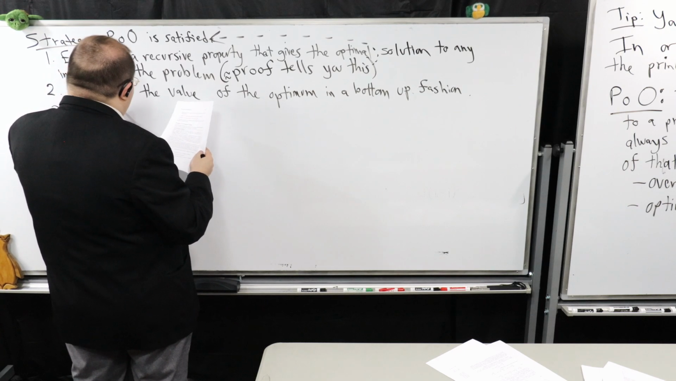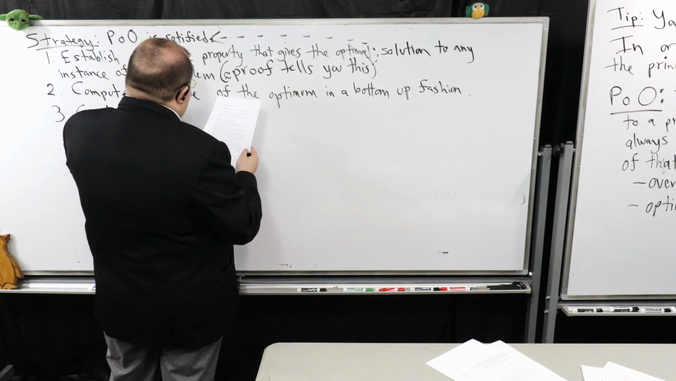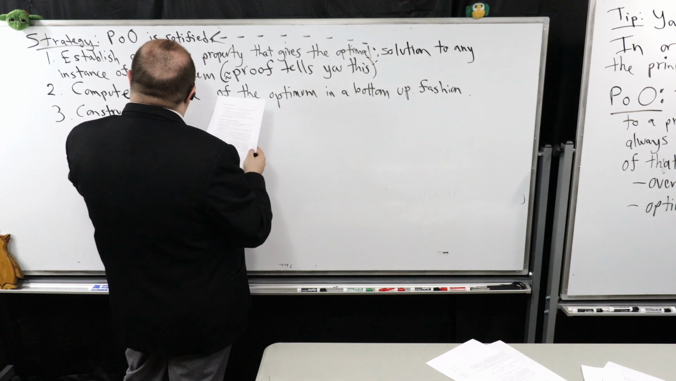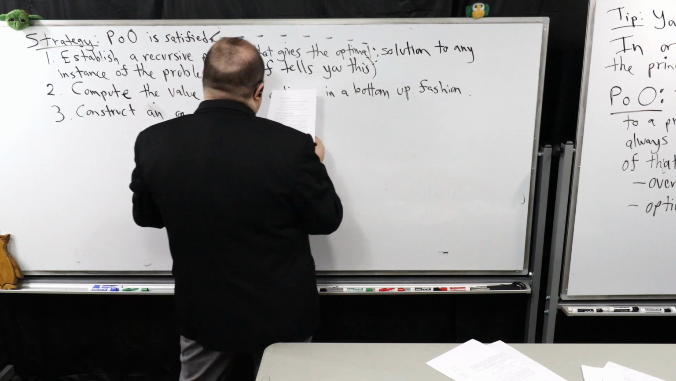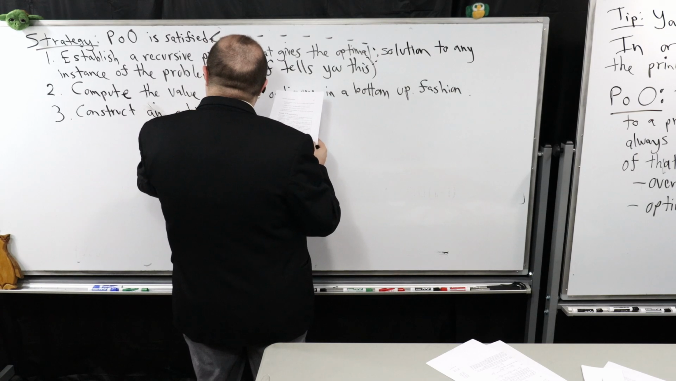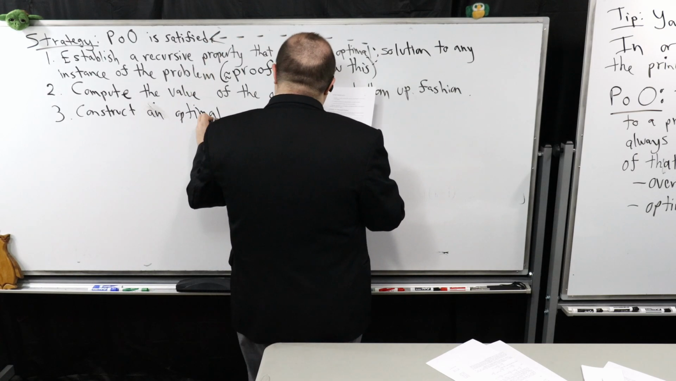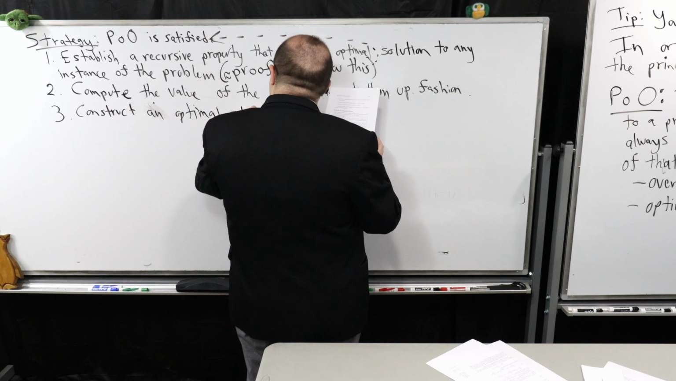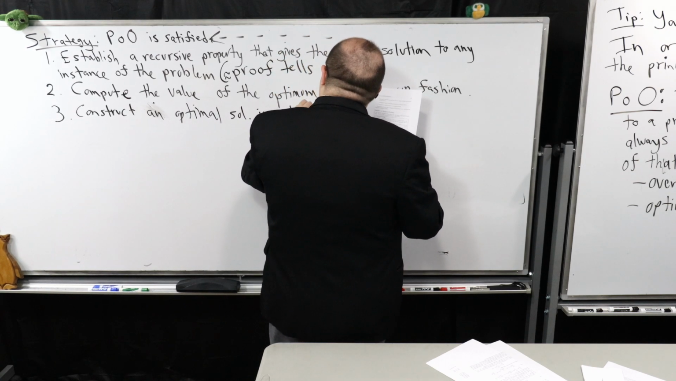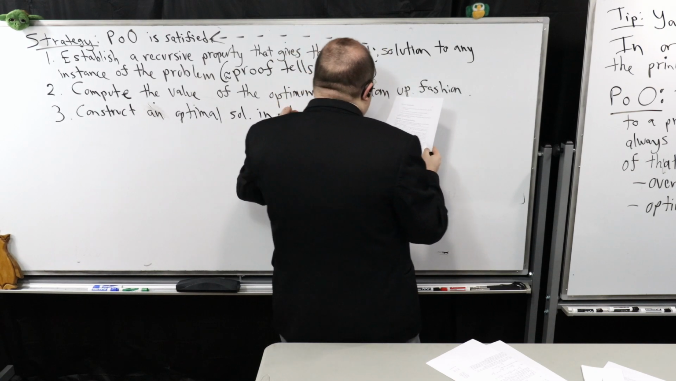So you construct, I'll say construct an optimal solution, because you can't claim that it's going to give us the optimal, because there might be several of them. Construct an optimal solution in a bottom-up fashion. I'll often refer to this as the backtracing process.